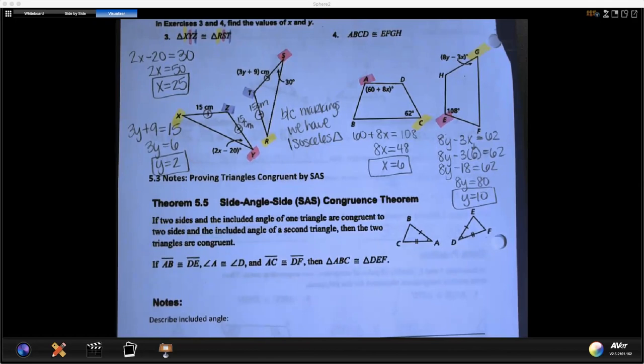Now, matching parts is also important as we go forward when we're naming things. But mathematically, it's very important that you have those matching parts in order to solve the problem correctly.